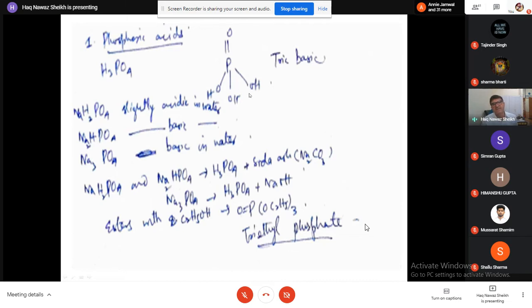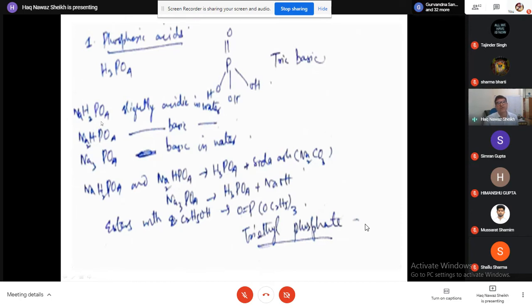So this is a tribasic acid. The first proton is easily lost, the second is lost with some difficulty, the third is very difficult to lose, but if you add a strong base, you can remove the third one also. So you have 3 series of salts possible.